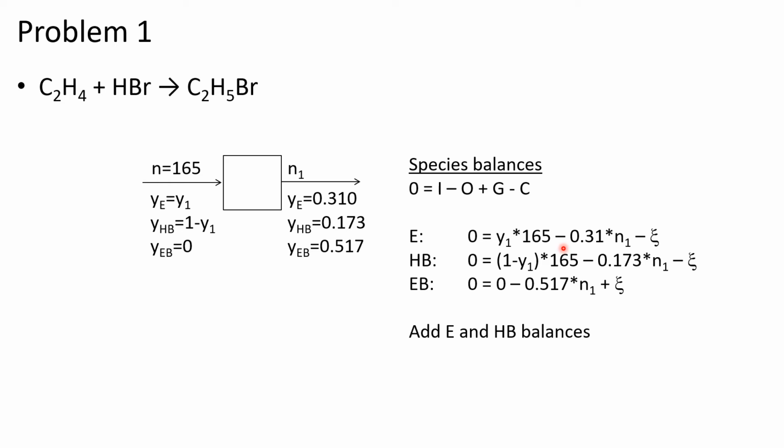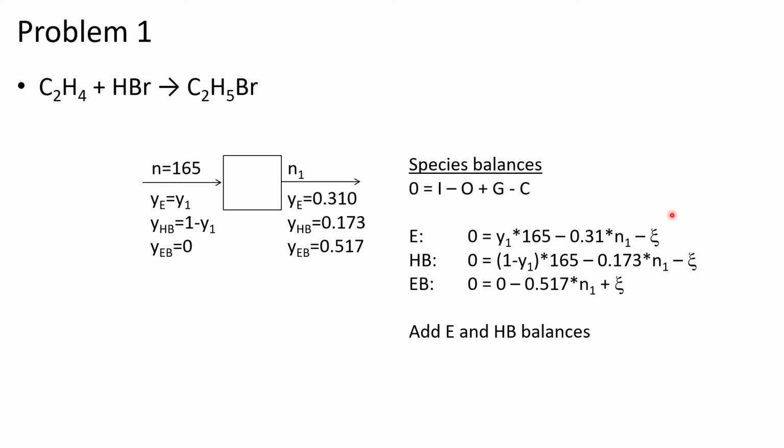Next, we're going to subtract what comes out. If we look at the outlet stream, we see that we'll take the fraction of the stream that is ethylene, which is 0.31, and multiply that by the amount above the arrow, which is N1. So we'll subtract off 0.31 times N1. And then from one of the previous slides, we know that the generation minus consumption term for ethylene is a minus xi.